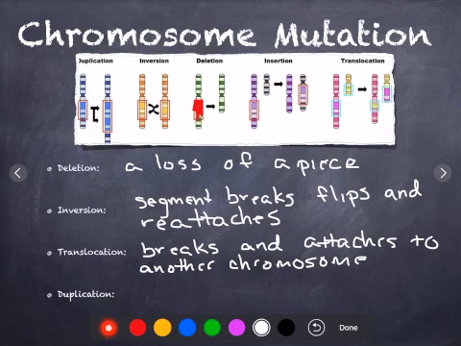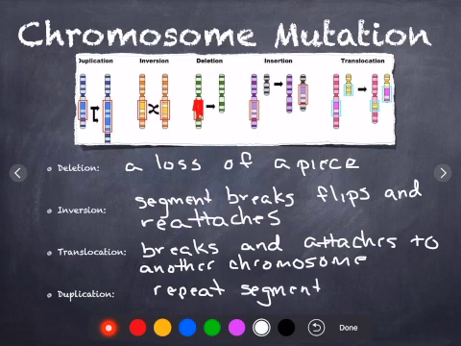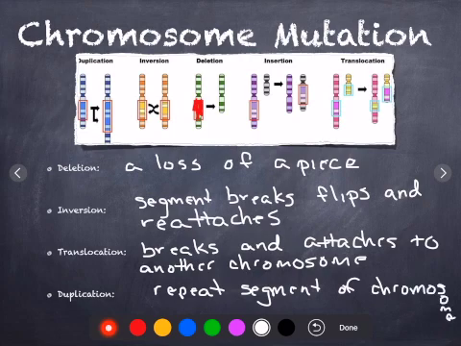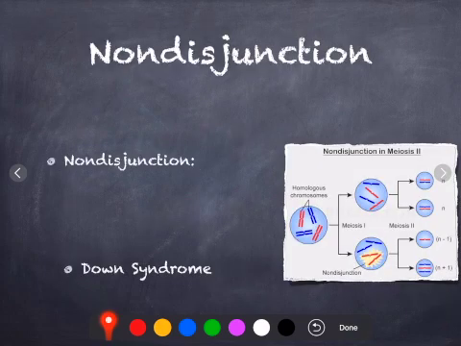And finally, duplication, where we have a repeat segment of the chromosome. Okay, and in duplication, you kind of see this right here. We have this piece is duplicated twice. Now we have a double copy of those. And again, chromosome mutations cause a lot more problems than just gene mutations, because chromosomes have multiple genes in them.